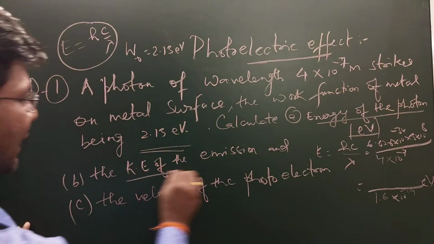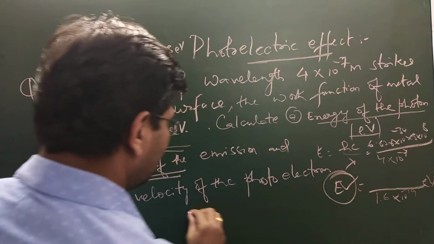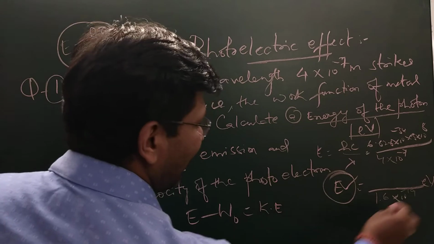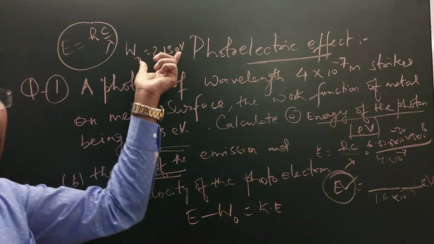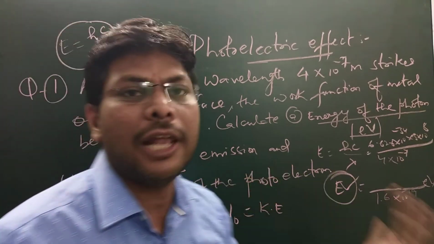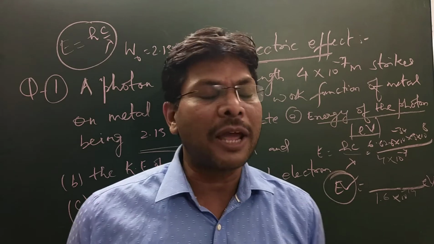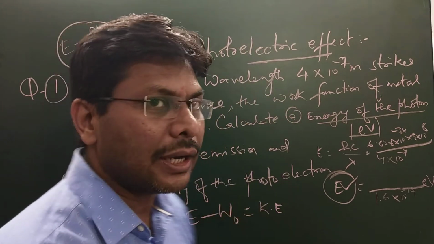Now next is the kinetic energy. You have calculated the energy from here, so energy minus work function will give you the kinetic energy. Your energy will be in electron volt and your work function is already given in electron volt, so your kinetic energy will come in electron volt. Now if you want the kinetic energy in joules, you have to multiply with 1.6 into 10 to the power minus 19. So that will give you the kinetic energy in joule.